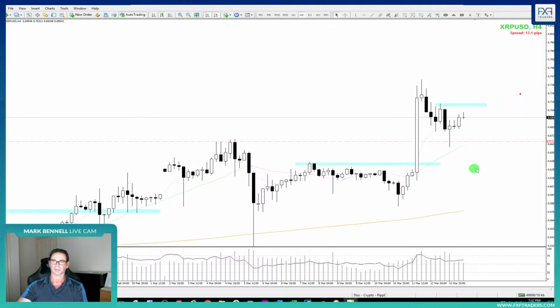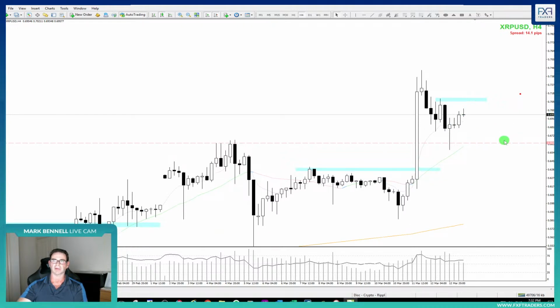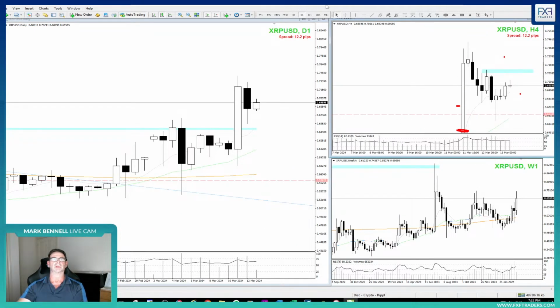The stop rather, okay? But you can see, look, a hammer, stall, bullish engulfing, this is bullish out of here so far. Wouldn't want to see this bar here taken out. Oh, that's Ripple.